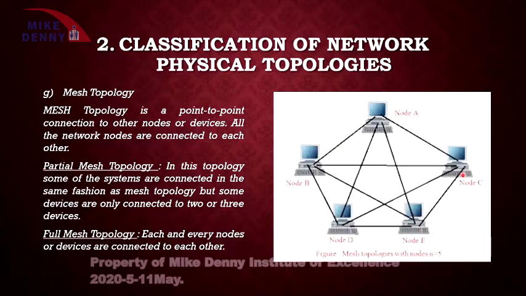It's very interesting because you can have, as we said, the partial mesh. Partial is like node A could be connected to node B, node A to node C, and not to node D or E, but the rest can still be connected among themselves. So we have the partial mesh topology and the full mesh topology.